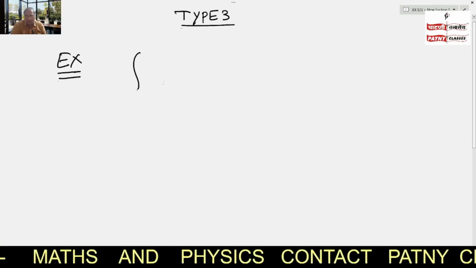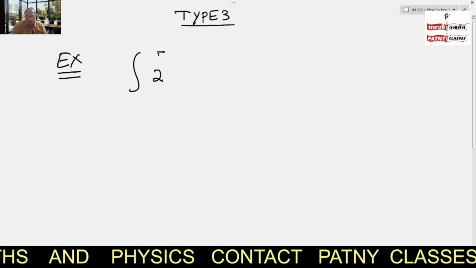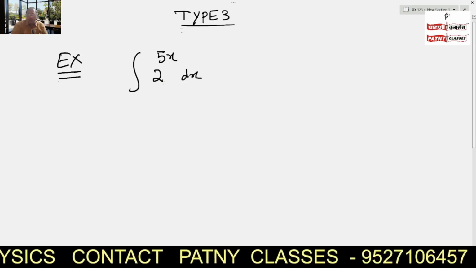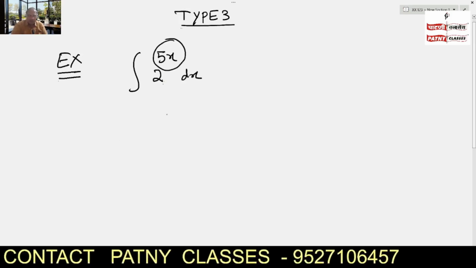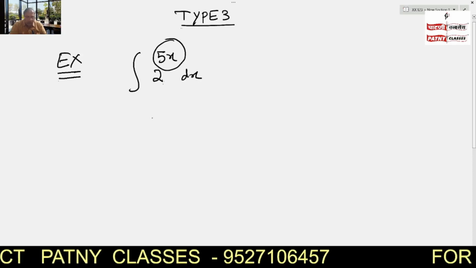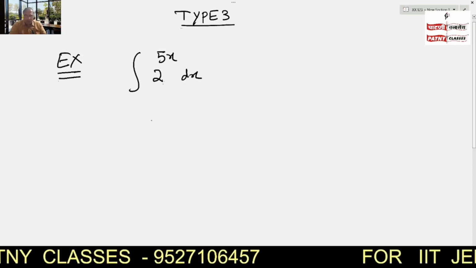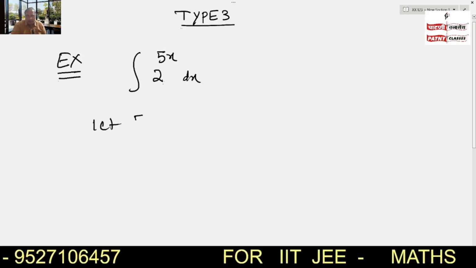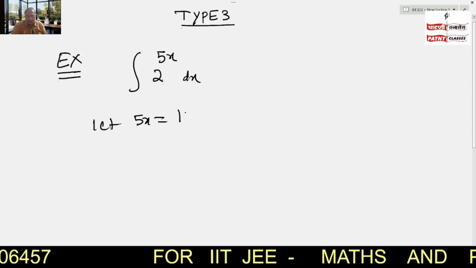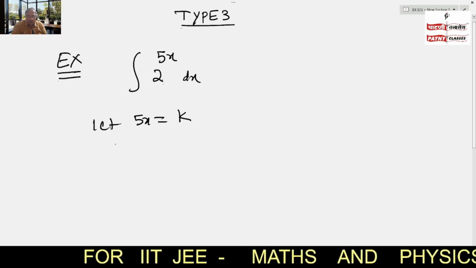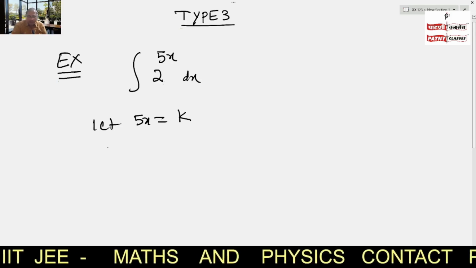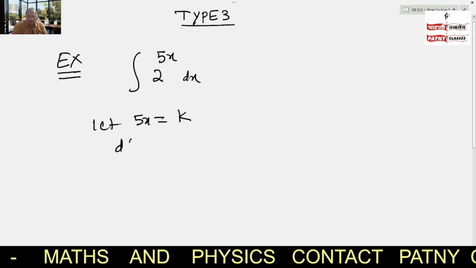Now consider another example, integration of 2 raised to 5x with respect to x. Now we do observe the 5x is not in the standard form. First we will convert it into the standard form by the substitution method. So let 5x equal k. As soon as we go for the substitution method and put k, we must do the differentiation on both sides with respect to x.